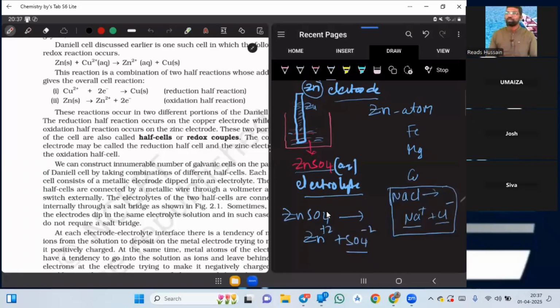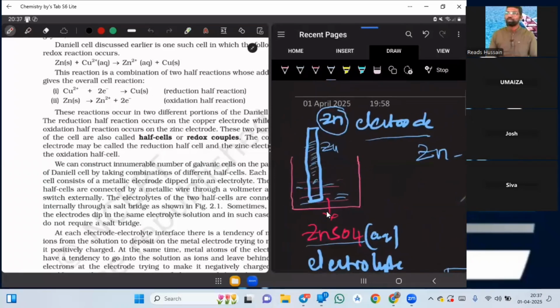That means this solution consists of Zn2+ ions and SO4 2- ions. And before that, I said this is zinc metal, which contains a huge number of zinc metal atoms. Now the zinc metal is dipped in zinc sulfate solution. Now zinc ions and zinc metal are in contact. This metal rod consists of zinc metal atoms, and the solution consists of zinc ions.